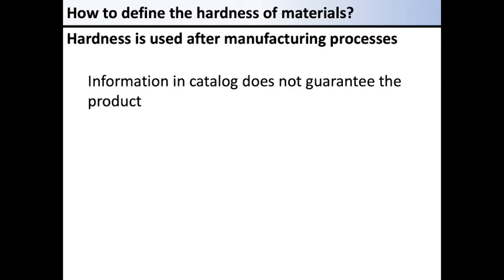In practice, materials undergo various processes such as heat treatment, machining, forging, and others after they are obtained. The process of machining and forging may cause work hardening. Heat treatment makes only the material surface harder. Under these conditions, we cannot guarantee the product quality based on properties given by catalogs.